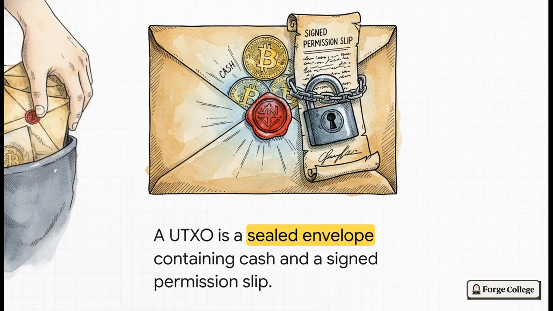And the permission slip stuck to the outside of that sealed envelope, that is the locking script proving that you actually own it. So when you want to pay someone, you don't just subtract a number from a ledger, you physically hand over one or more of these sealed envelopes.